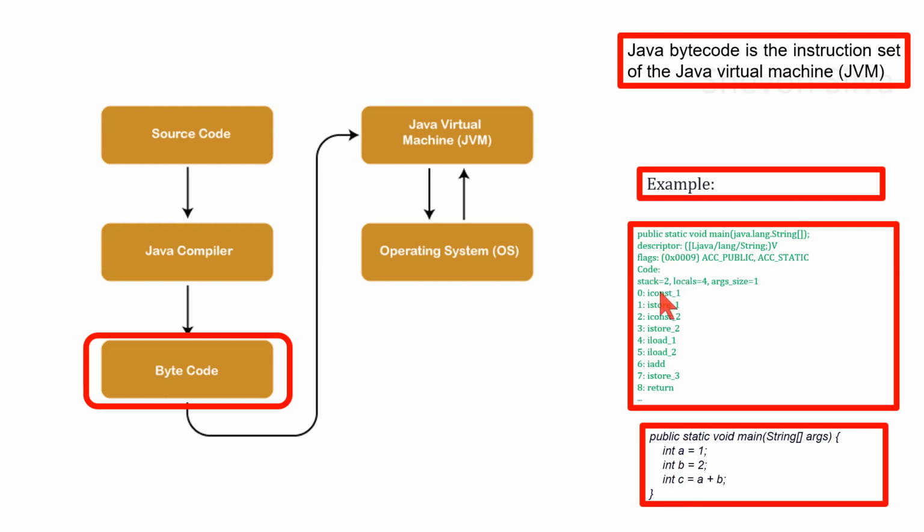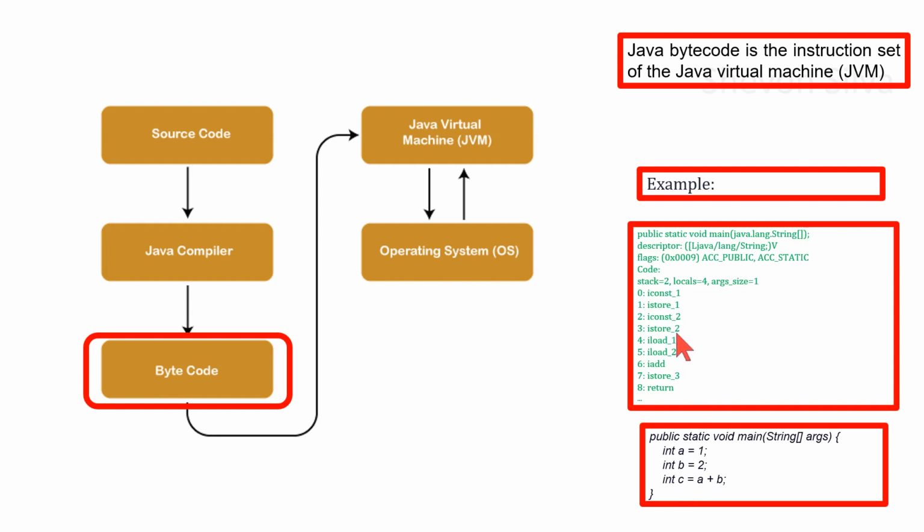iconst_1 pushes the integer constant 1 into the operand stack. istore_1 pops the top operand int value and stores it in the local variable at index 1, which corresponds to variable A. iconst_2 pushes the integer constant 2 into the operand stack. istore_2 pops the top operand int value and stores it in a local variable at index 2, which corresponds to variable B.